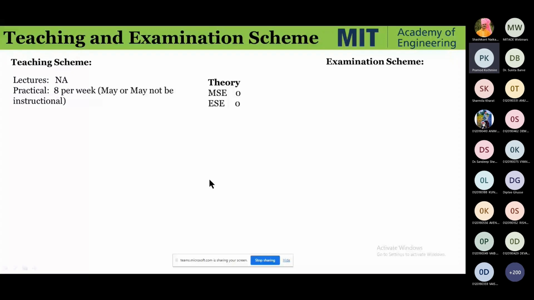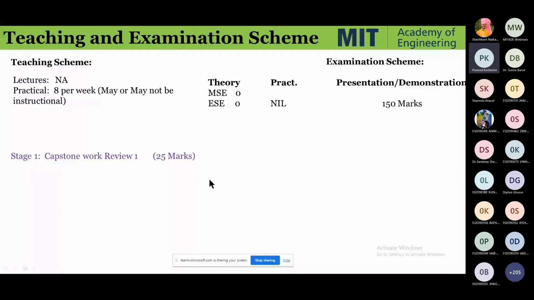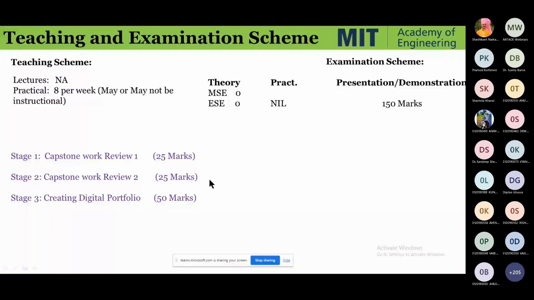Examination scheme: of course, there is no theory, so there will not be any mid semester or end semester exam. Practical, no practical, but of course there will be a presentation or demonstration of your graduation book as well as your digital portfolio and the capstone work. So how have we split it? For capstone work review 1 we have given 25 marks, stage 2 capstone work review 2 we have given 25, and stage 3, creating the digital portfolio, we have kept 50 marks, because you will be putting in effort to learn those online platforms and you will be presenting your entire work in a different fashion.